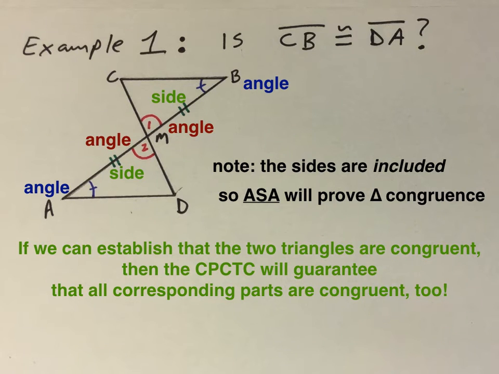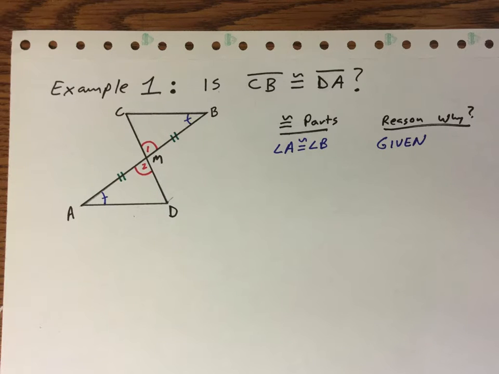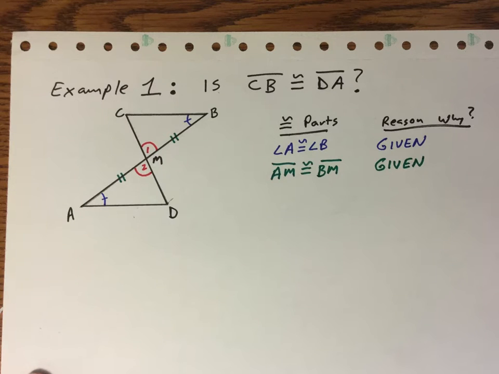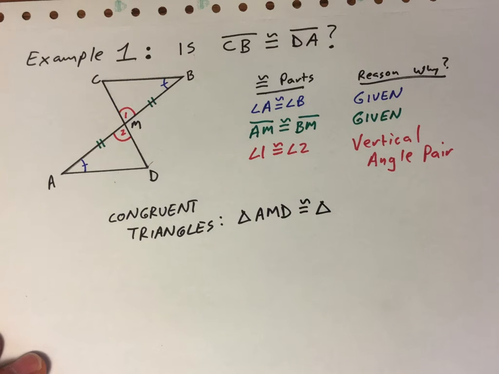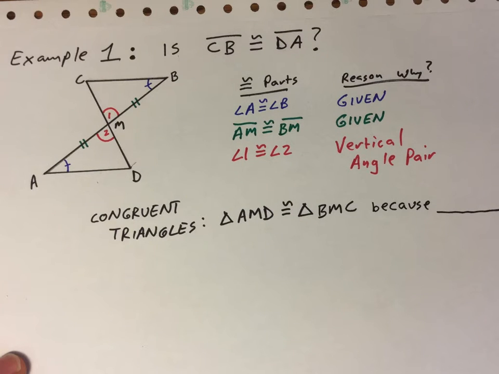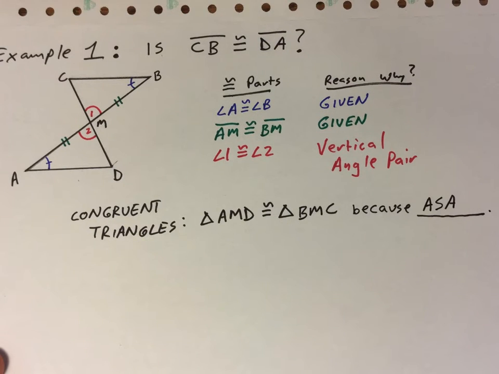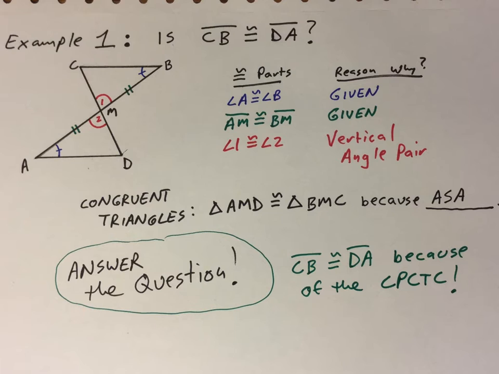With our corresponding parts, we know angle A and B are congruent because it's given information. We know segment AM and BM are congruent because they're given. Angles 1 and 2 form a vertical angle pair, and we know those are always congruent. So therefore, we can say that triangle AMD is congruent to triangle BMC because of the angle-side-angle congruence shortcut. So now let's answer the question, is CB congruent to DA? Yes, it is, because corresponding parts of congruent triangles are congruent.